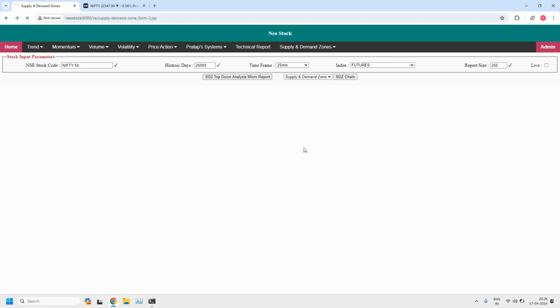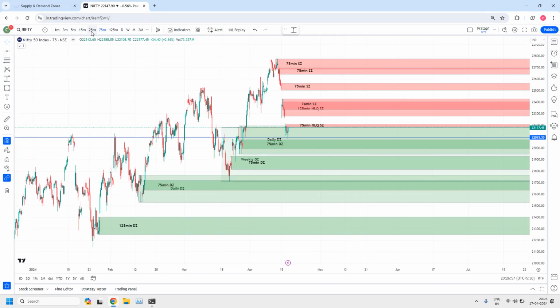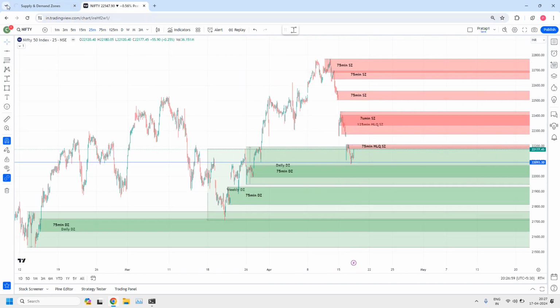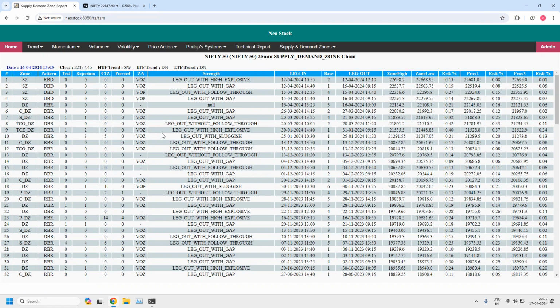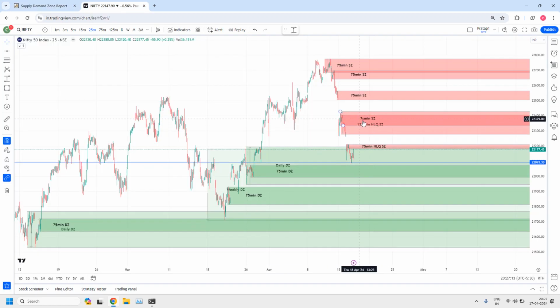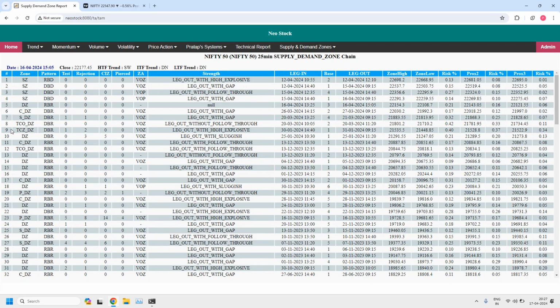Let me generate the chain. Meanwhile, here also we'll change the time frame. The 25-minute zones are ready. Please look into all these zones, because I am not interested in all of them. What I am interested in is only high liquidity zones, and the fine tuning you have to do within these zones. From now onward, I will focus only on high liquidity.